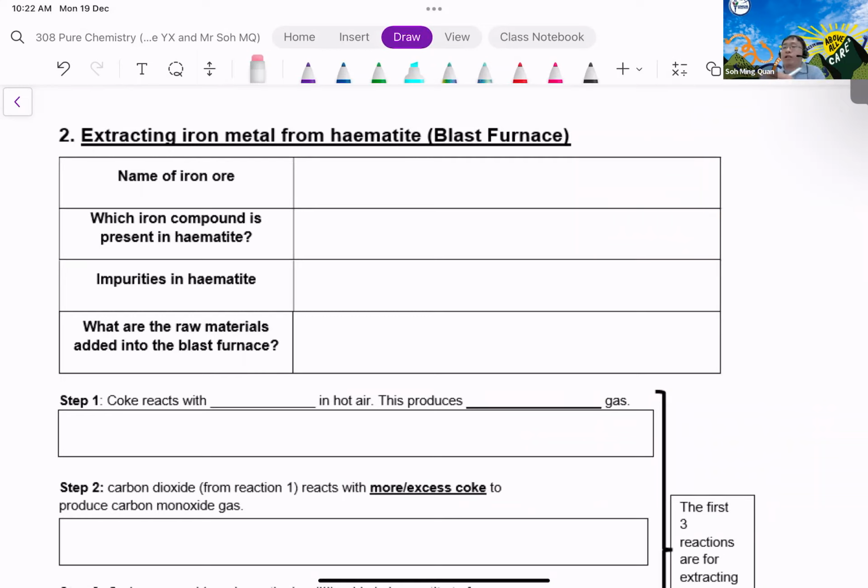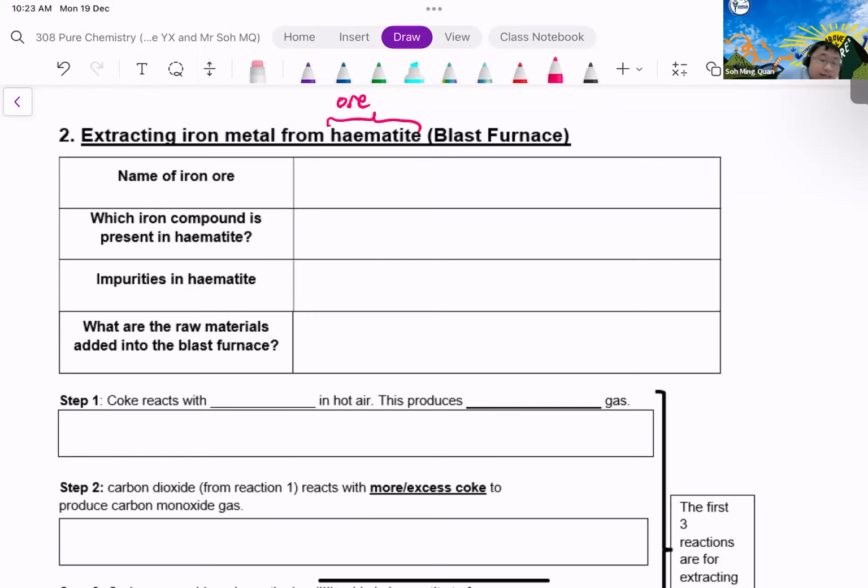So now we're going to learn how to extract iron metal from hematite. Remember, hematite is the name of the ore, okay? It's the rock's name, okay? Now, iron metal is extracted from hematite ore in the blast furnace. Now, the blast furnace is basically a furnace, a big oven heated to a high temperature. You need a high temperature to extract iron metal from hematite. Okay, and this takes place in the blast furnace. Okay, blast furnace is basically a big oven.